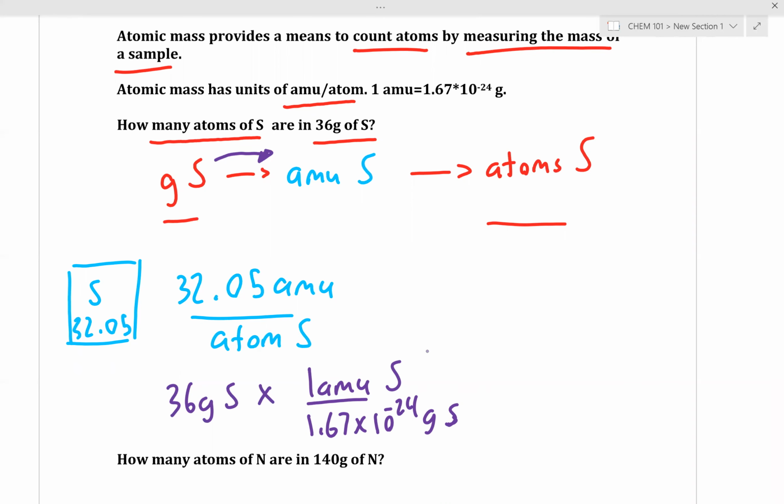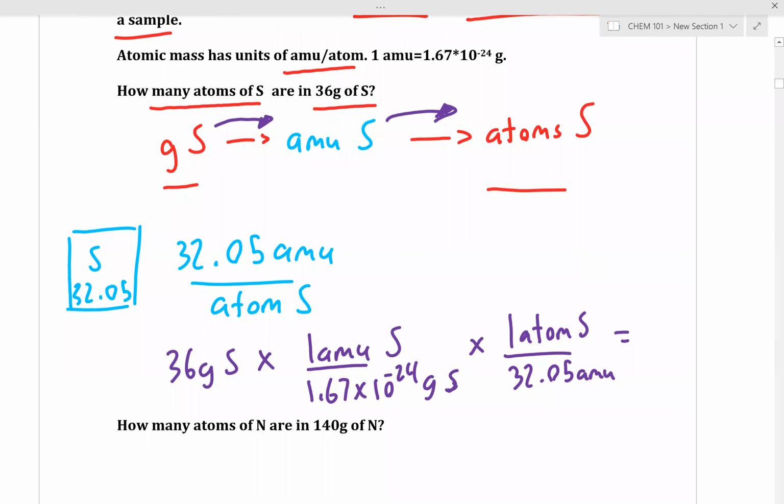Now in our second conversion, we're going from AMUs to atoms. So what units need to be on top? Atoms. So in 1 atom of sulfur, we have how many AMU? 32. Okay, now we are all set to punch this into our calculator. So let's do just that.